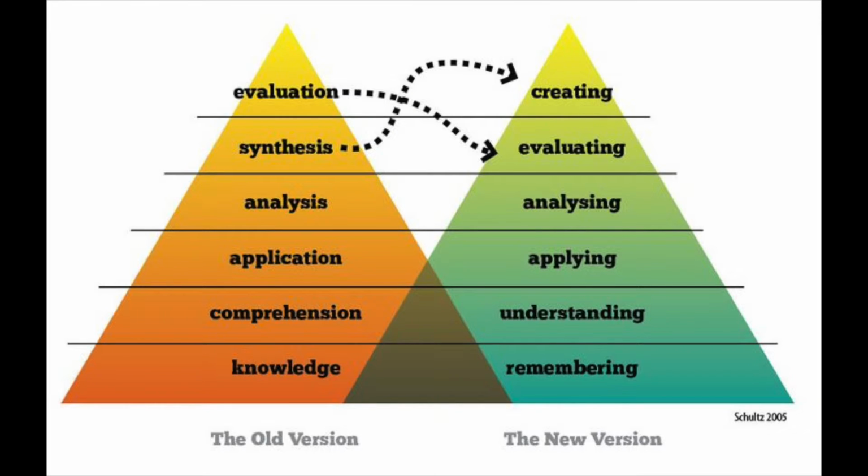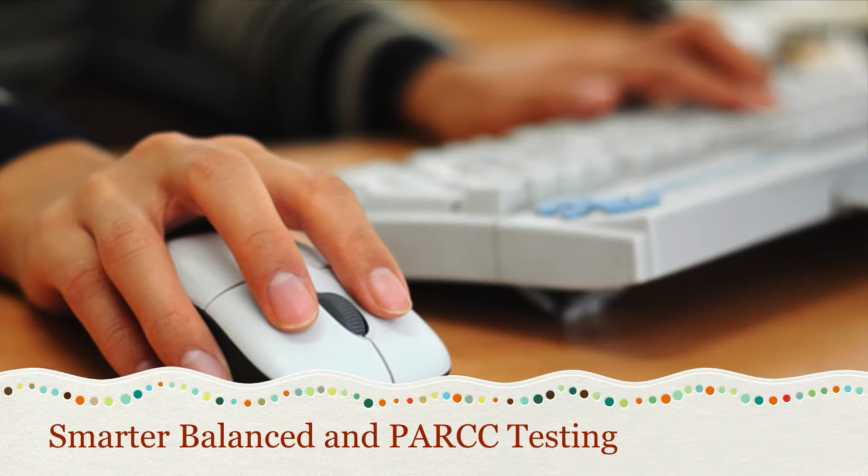The main differences between the old and new taxonomy are that the nouns were changed to verbs, and evaluation and synthesis in the old taxonomy changed places to be creating and evaluating in the new taxonomy. Bloom's new taxonomy promotes high-level thinking skills by promoting actions rather than nouns. The Common Core State Standards also promote high-level thinking, and Bloom's new taxonomy provides a great guideline for those thinking skills. Smarter Balanced and PAR-CC testing.